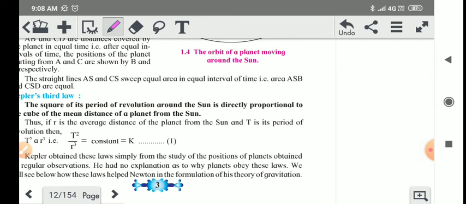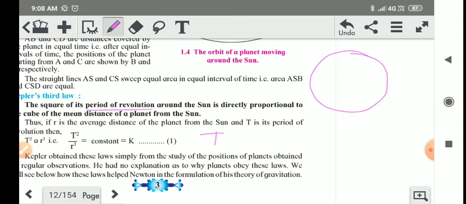Period is nothing but the time required to rotate around the sun in one complete rotation. That time required for one complete rotation is called the period. So the square of this period of revolution is directly proportional to the mean distance from the sun.